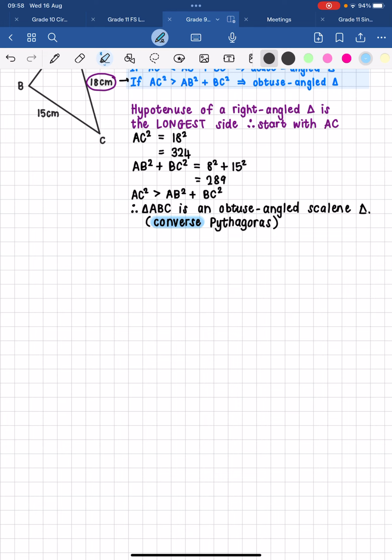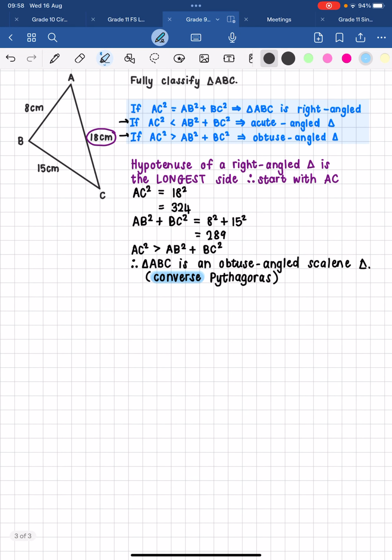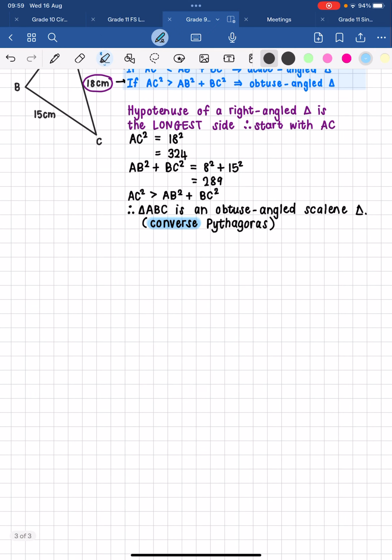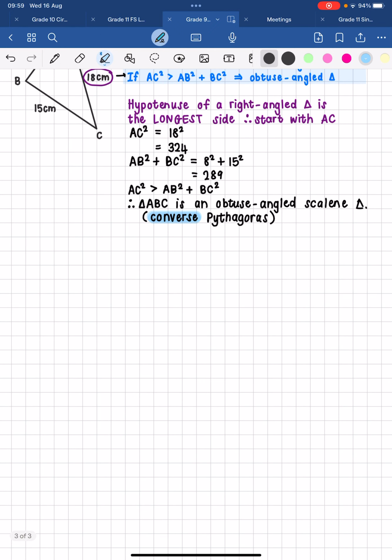Right, the way that I always remember it, just as a shortcut: bigger than is obtuse. An obtuse angle is greater than 90, right? So if the longest side squared is greater than the other two added together, then it's going to have an angle that is greater than 90. So it's going to be obtuse angled. And then for smaller than, acute is smaller than 90. All right, so that's just a bit of a shortcut to remember it. That's basically what converse Pythag is all about, guys. Just using this exact calculation every single time. You have to write it out exactly like this.